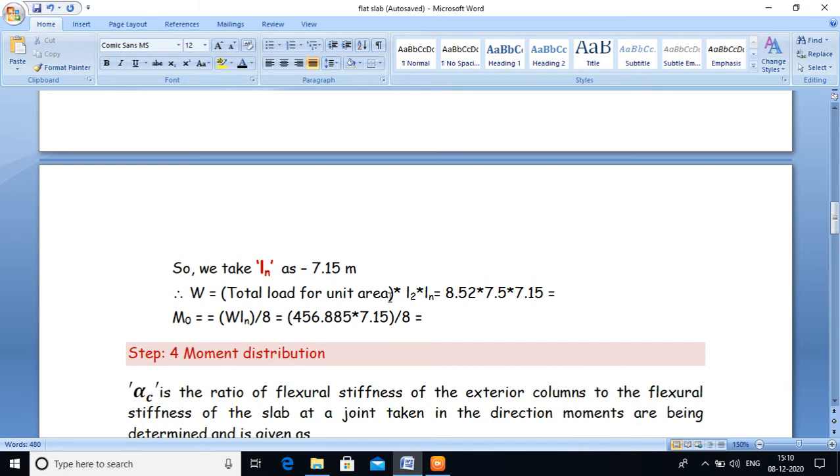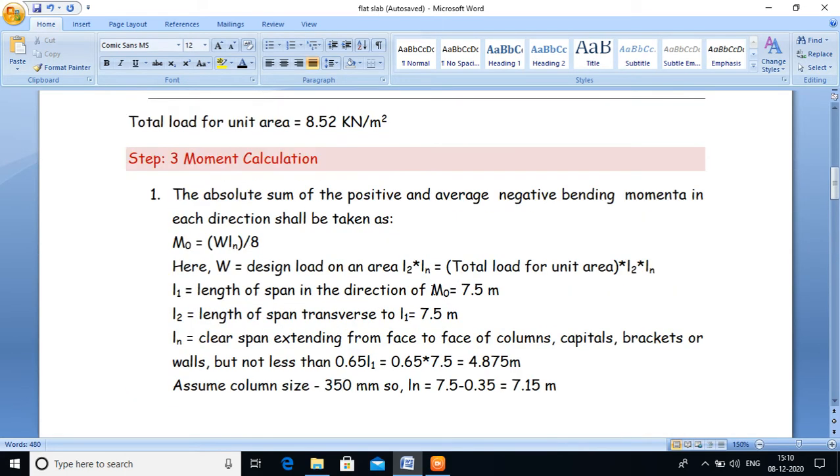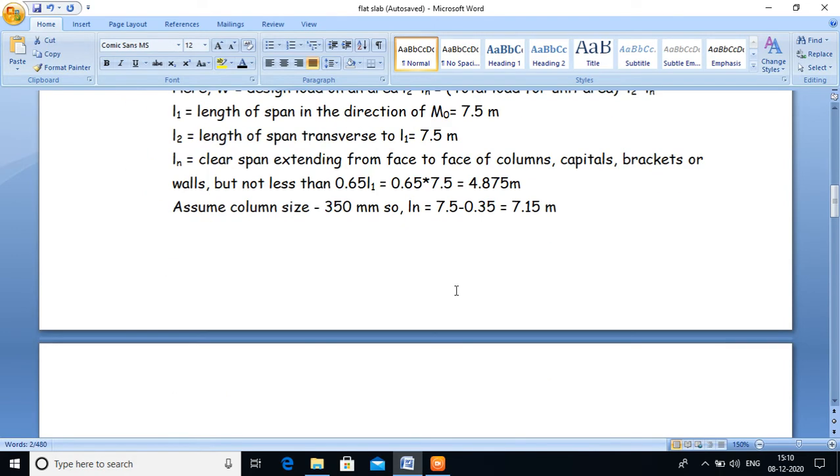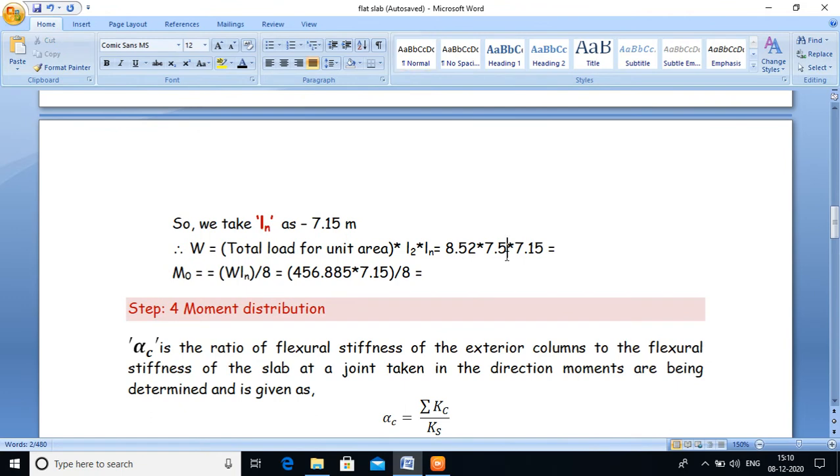The W, 8.52, we have taken from the same. Initially we calculated it in kilonewton per meter square, and after that we multiply by the area. What area are we going to multiply? L2 into ln. Finally, if we do this calculation, we will get the value of W as 456.88 kilonewton.